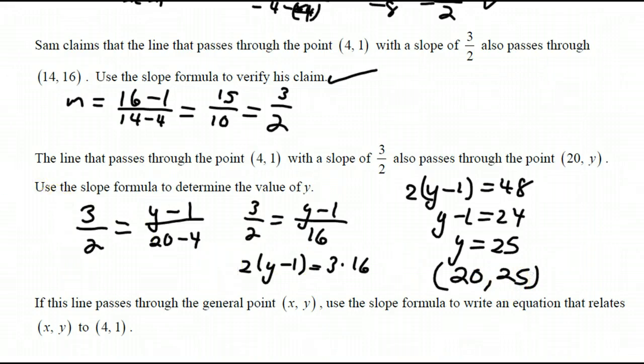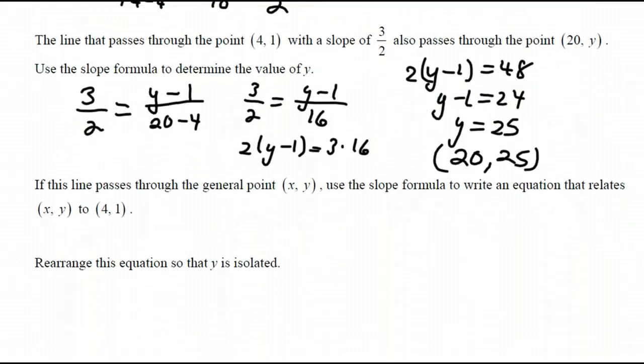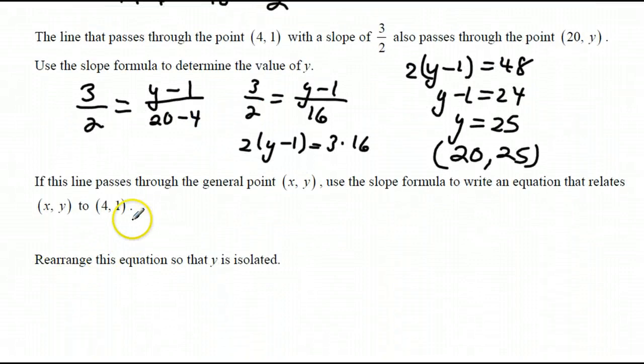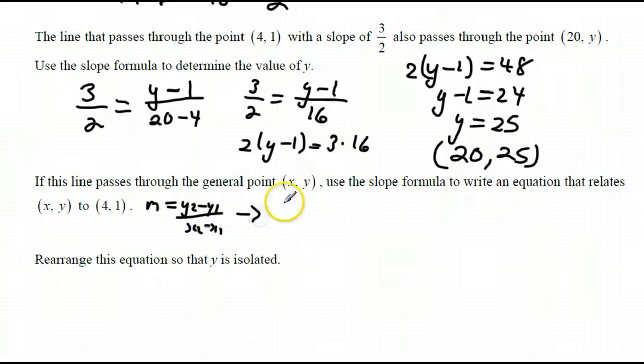If the line passes through the general point x, y, use the slope formula to write an equation that relates x, y to 4, 1. Okay, so remember the slope formula. Let's just write it down again: x2 minus x1. Okay, we know the slope is 3 over 2. We're going to use this as y2, so y minus 1 over x minus 4. So that's the slope formula.